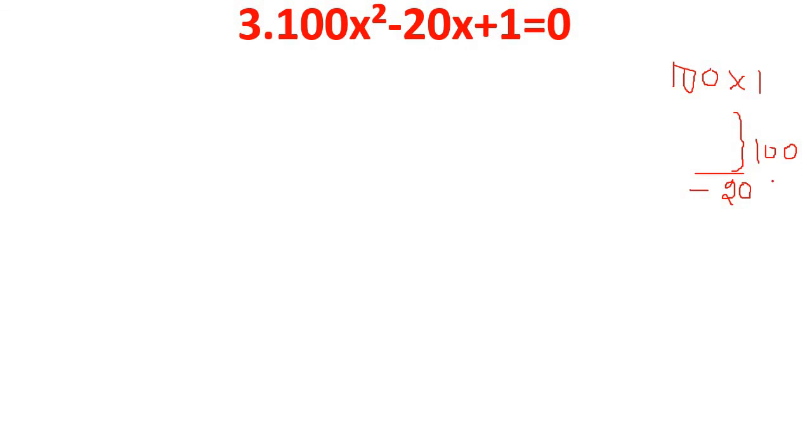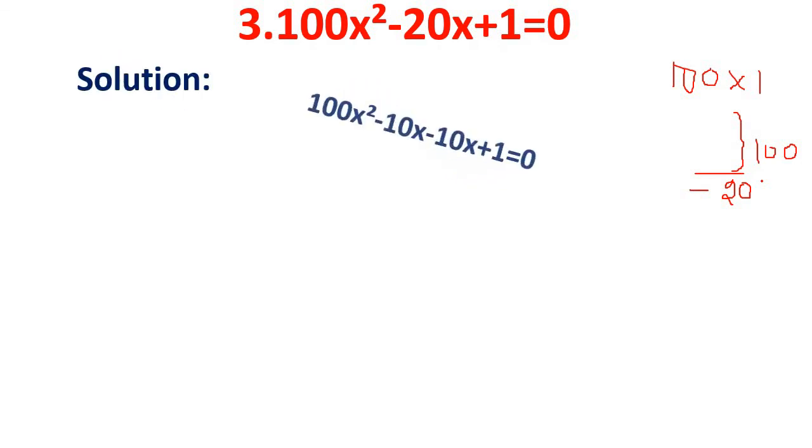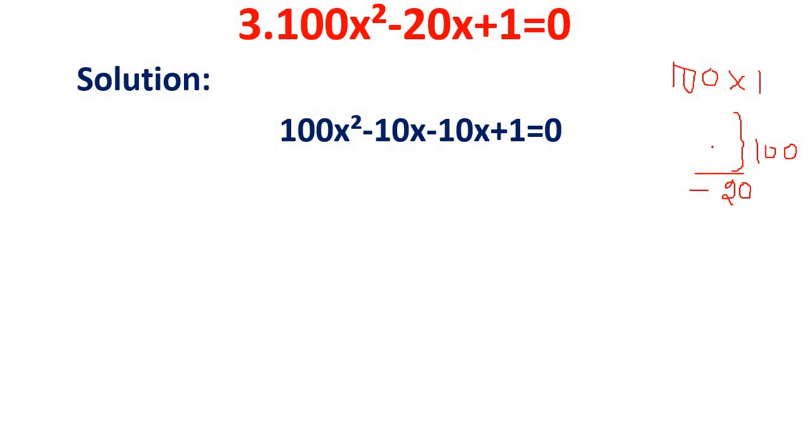So let us find the factors of 100 by factorization method. If you find the factors of 100, what you will get? You will get 10 tens are 100. This is 10 and this is 10. Here we have to get minus 20. That's why I give minus, minus. Minus into minus is plus. You will get plus 100. If you add these two, you will get minus 20. Now split this 20 into two factors, which is minus 10x and minus 10x.